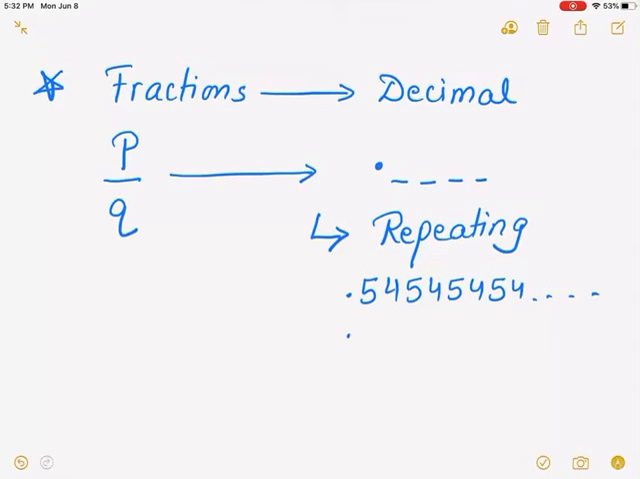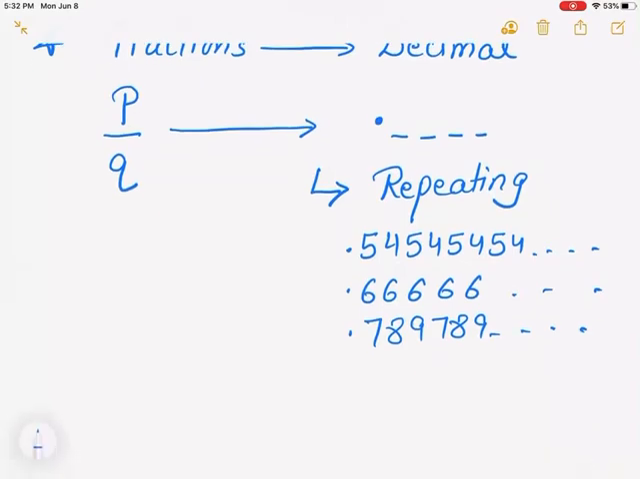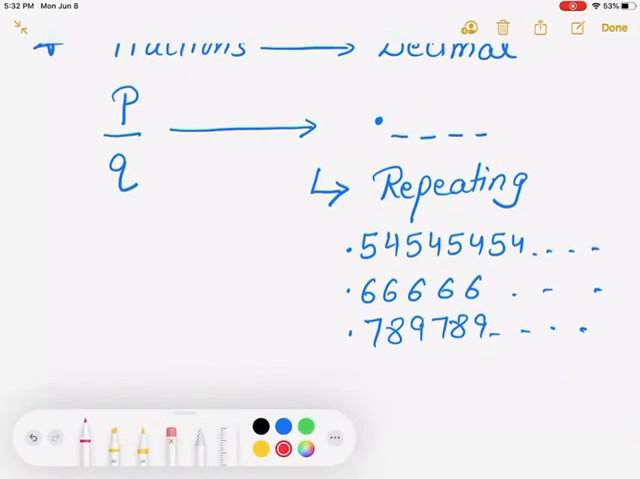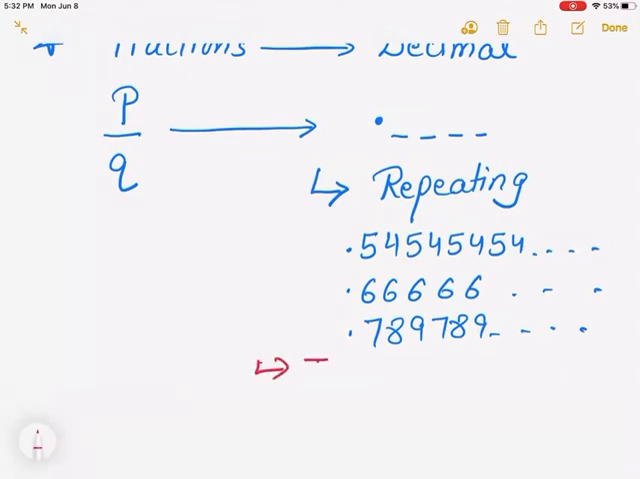Or it could be 0.66666 repeating. That could be another example. Or 789, 789. So it's basically a repeating pattern. So your answer could be a repeating pattern, or it could be a terminating decimal.